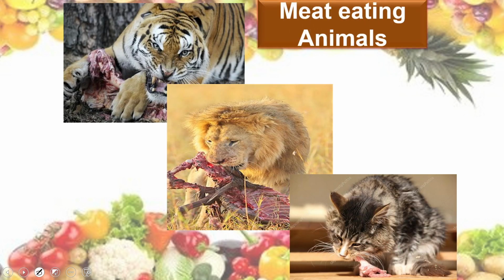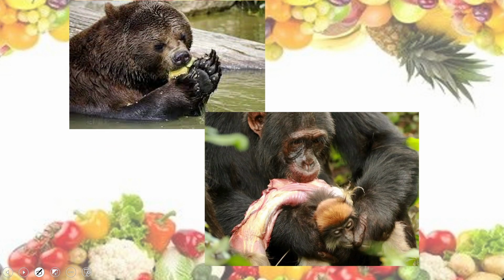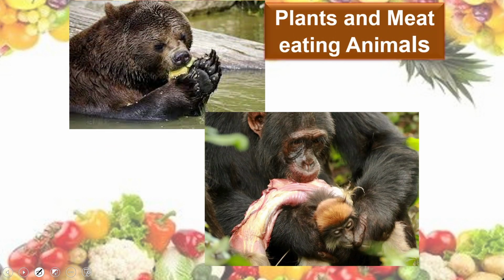Tiger, lion, and cats, they are meat-eating animals. Bear, apes, they are both. They eat both and they are called omnivores.